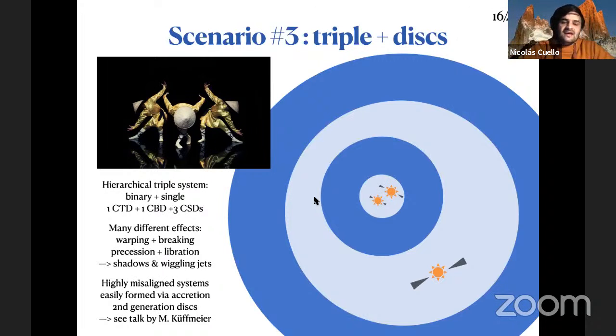One thing that I'd like to emphasize is that these highly misaligned systems could easily be formed through accretion. There is also this idea that disks might form as second generation disks. And if you want to learn more about this, I invite you to see the talk by Kuffmeier in this conference.